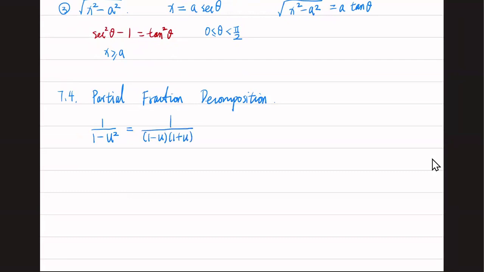Okay. The partial fraction decomposition allows us to decompose this into something simpler. A, B. Okay. We have more terms, but each term is simpler. So previously, on the denominator, it's a quadratic term. After this decomposition, we only have linear terms, and we know how to integrate them easily.